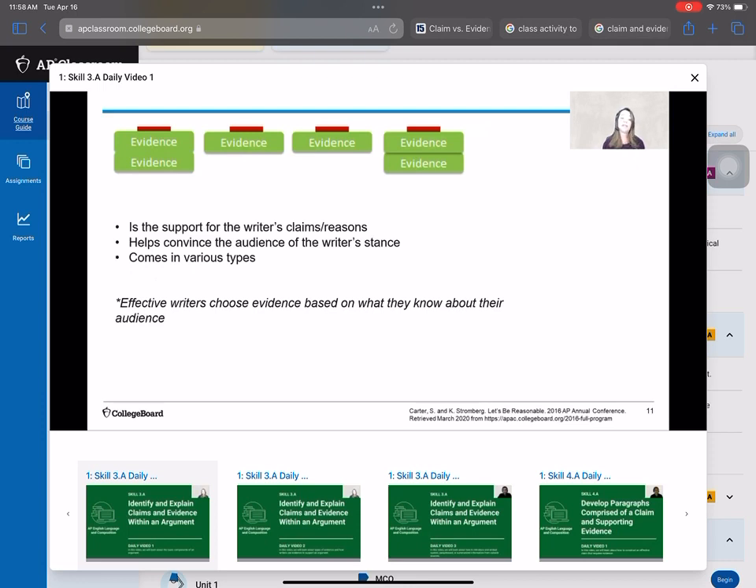And then the evidence. This is the support for the writer's claims and reasons. It helps convince the audience of the writer's stance, and it comes in various types. Effective writers choose evidence based on what they know about their audience. So we get back to that rhetorical situation we've talked about before.